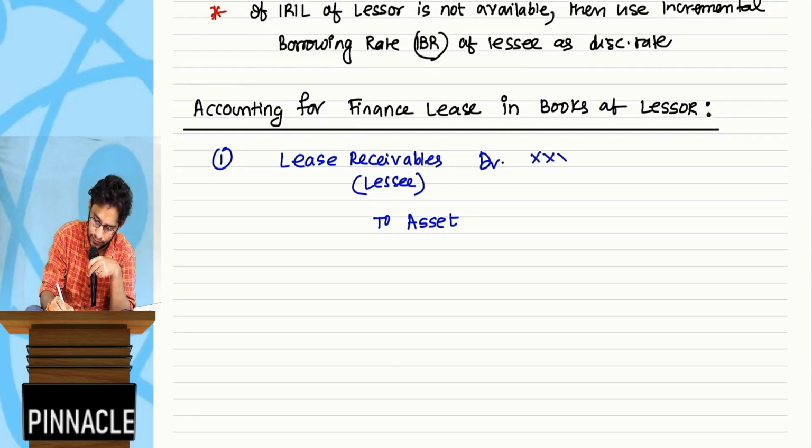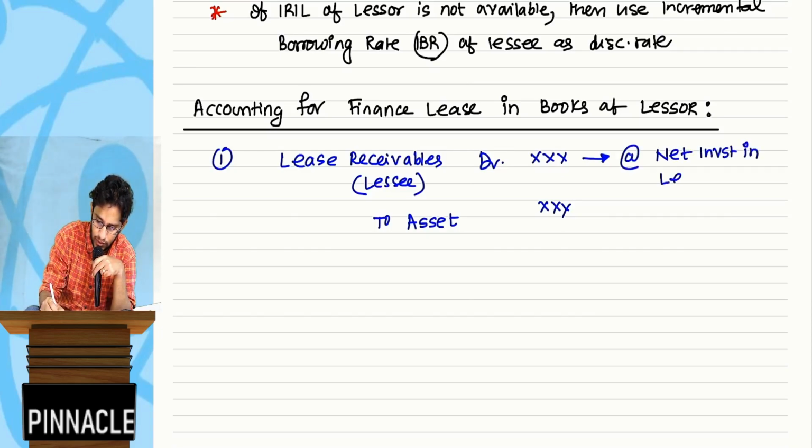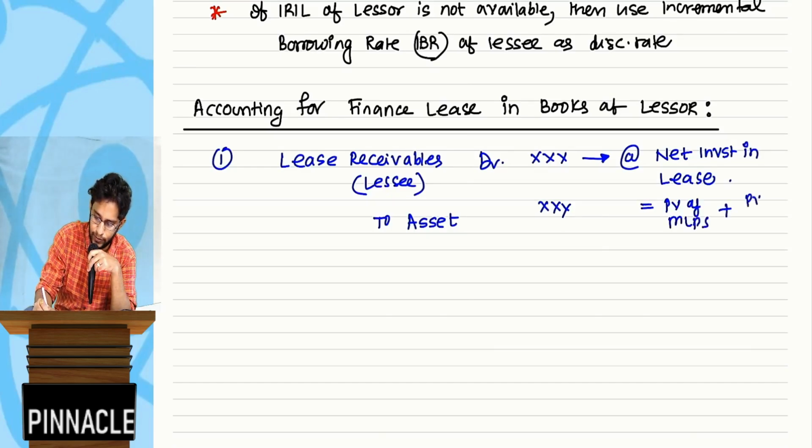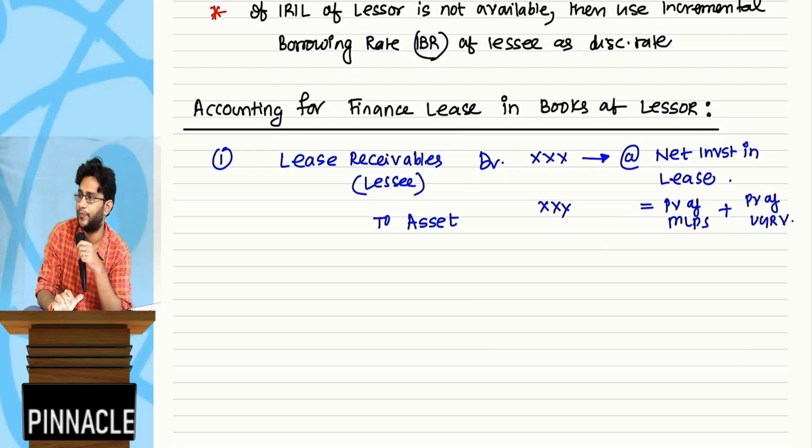This entry, sir, at net investment in lease. Net investment in lease entry we have to pass. Net investment in lease is nothing but PV of MLPs plus PV of UGRV. So this entry you should pass. From this, one small important observation is there. You must all catch this correctly.